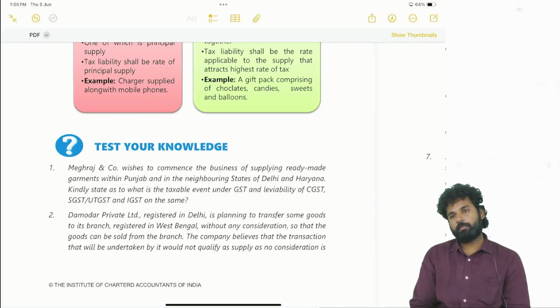Correct? Next, composite supply, mixed supply, Section 8. In composite supply we have to take the principal supply rate. In mixed supply we have to take the highest rate. But whether naturally bundled or not has to be seen. If it is naturally bundled, it is a composite supply. If it is not, it is a mixed supply. If separate prices are charged for each and every product and each and every service, then it is a separate supply only, not a mixed supply. If it is a mixed supply, the highest rate is to be taken. 5 clarifications have been taken here: food and beverages in a cinema hall, retreading of tyres, bus body building, printing, everything has been taken up for clarification. Correct? This is the whole chapter, right?